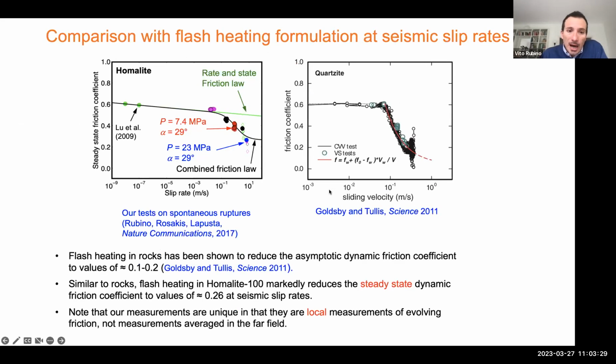Now, it's interesting to compare our measurements with those obtained by Goldsby and Tullis on quartzite. Note that the horizontal scale here is very different, because in the plot on the right-hand side, we only go up to 10 to the minus 3, whereas we go here all the way to 10 to the minus 9, because we have this rate and state measurement, whereas these measurements mostly concentrate on flash heating. But nonetheless, there is a qualitative resemblance, which is a good indication of this being an operating law.